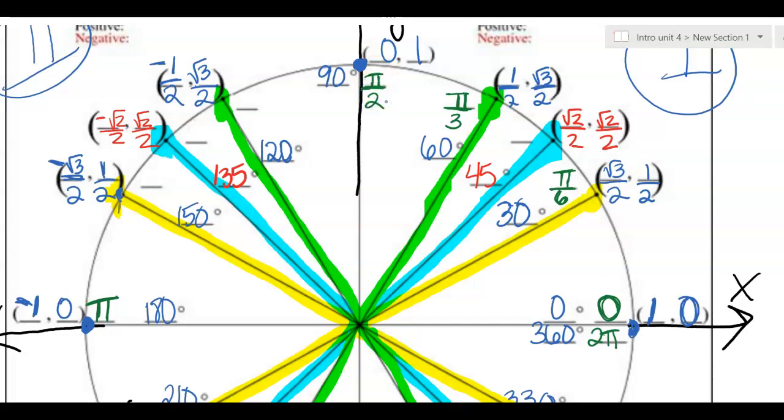All right, so I'm losing track. 1 pi over 6, 2 pi over 6, 3 pi over 6. The next 30 chunk would leave me at 4 pi over 6, but 4 over 6 reduces to 2 over 3. All right, so that was 1 pi over 6, 2 pi over 6, 3 pi over 6, 4 pi over 6, then 5 pi over 6. Okay, that doesn't reduce. Then one more would be 6 pi over 6, and 6 over 6 is 1.